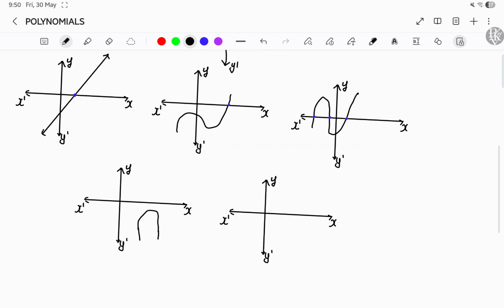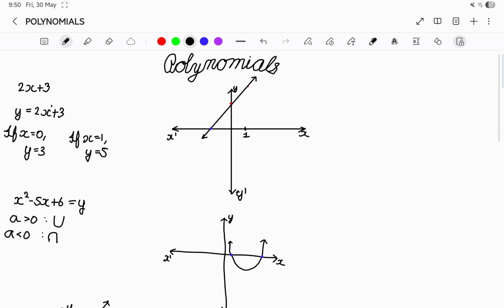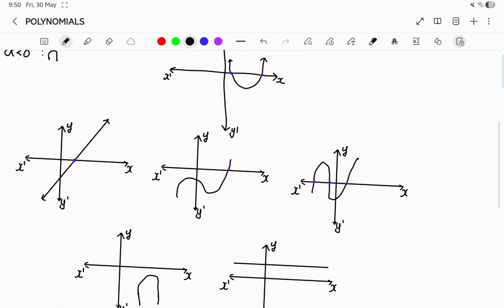Another such one is this. This too doesn't cross the x-axis anywhere. So there are no zeros, or 0 number of zeros. Okay, that's the concept. Now, the next portion is perhaps the biggest portion of this chapter that we need to know: the relationship between the zeros and the coefficients in a polynomial.